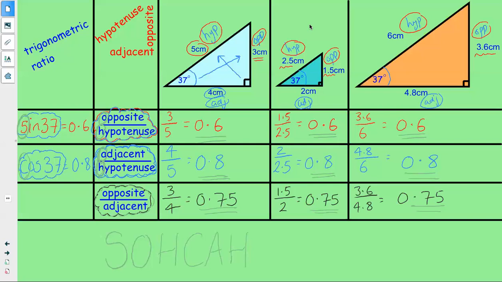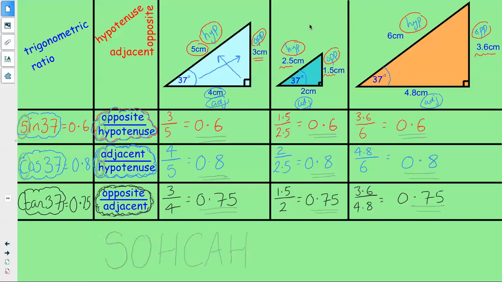0.75 can be called the tangent of angle 37, or I can write it like tan 37. If I did tan 37 on my calculator, I'll get an answer of 0.75. Okay, so I know that tan 37 is the same as doing the opposite divided by the adjacent.